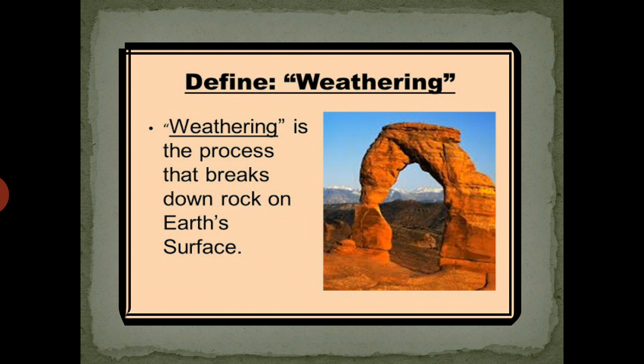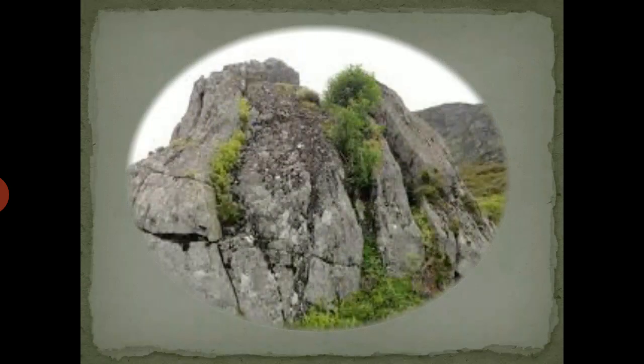But weathering takes place in three ways. That is, biological weathering, physical weathering, and chemical weathering. Now, children, I will explain you what is biological weathering. Biological weathering simply refers where a biotic component causes the breaking of rocks.